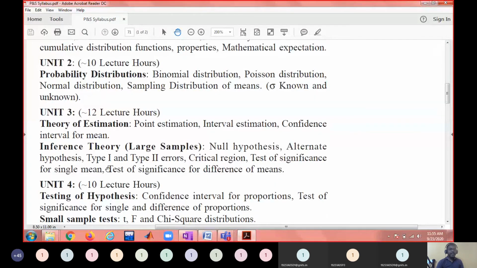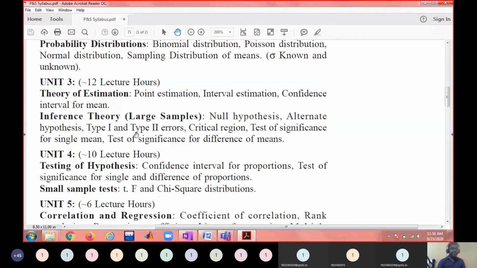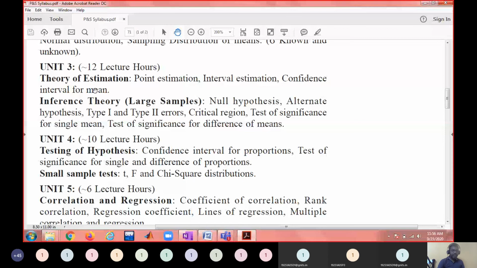Your portion for the first mid exam is going to be up to the theory of estimation. Inference theory onwards is for the second mid exams. Theory of estimation is a small topic, so I think we can complete your syllabus within the time frame. Point estimation and interval estimation are the topics involved in inference theory. One is estimation, the other is testing of hypothesis. The third and fourth units are both part of inference theory.